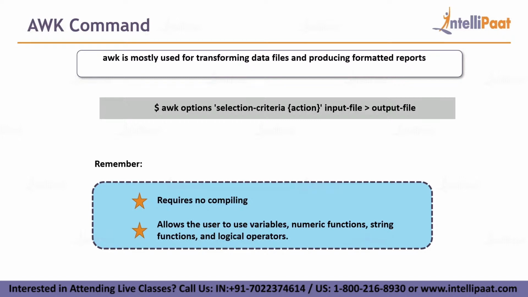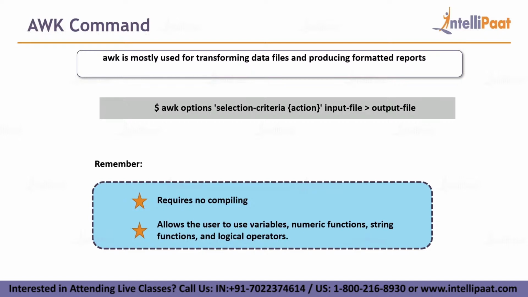So awk, then you have some options. We'll see that while executing it. So options and then selection criteria. What should be the pattern which should be selected? And then the input file. From which file should this pattern be selected? And then to which file this output should be written. Now remember, it requires no compiling. You don't need to compile anything.